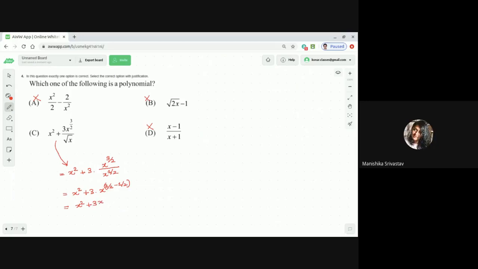So, what is the lesson learned? Whenever you get this kind of question, never assume. Full concentration. Intentionally, the question has been given so that the denominator is not written as x to the power 1 by 2. It is written as square root of x so that you get confused. Anyway, let's proceed. Next question, please.